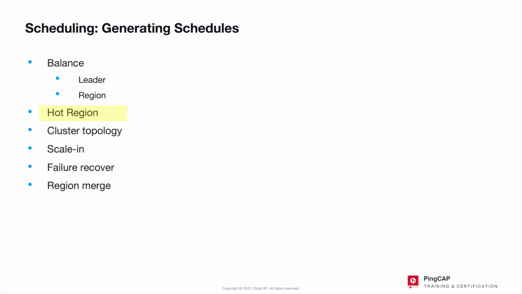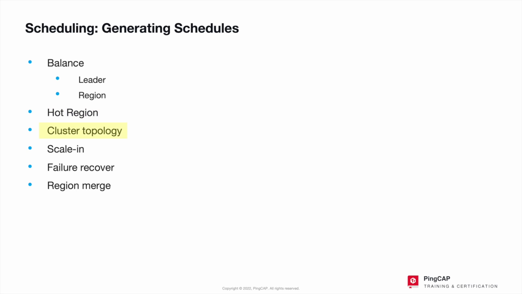Next up, hot region. For write hotspots, hotspot scheduling attempts to disperse the peer and leader of the hotspot region at the same time. For read hotspots, since only the leader carries the read pressure, the hotspot scheduling attempts to disperse the leader of the hotspot region.